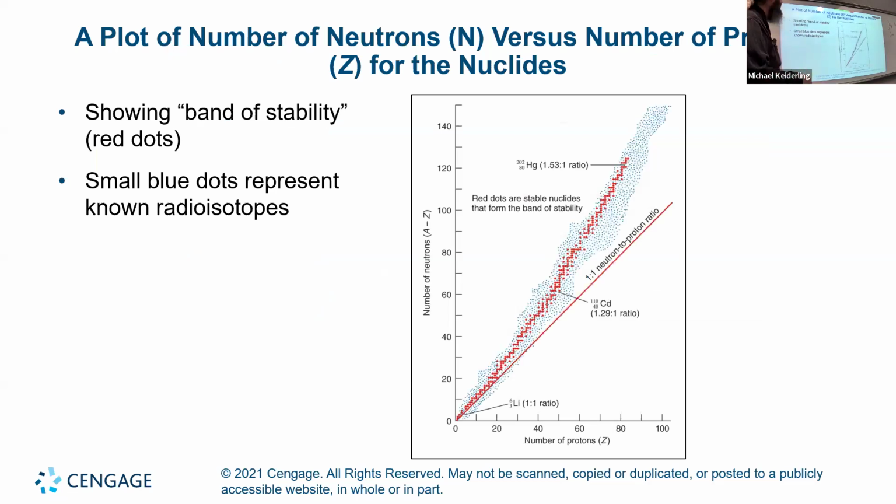So this is all the isotopes. And this red band is the band of stability. This black line is 1-to-1 neutron to proton ratio. And everything outside, everything that isn't red, all the blue dots are non-radioisotopes.